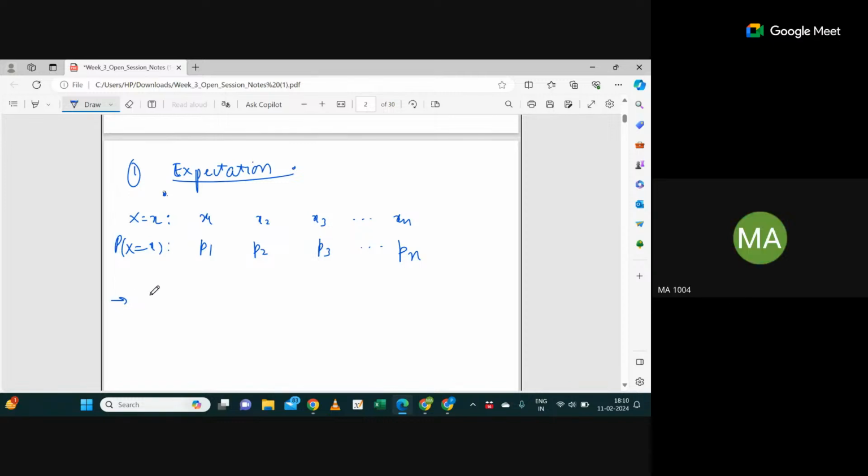Yes, sir. Correct. So in those scenarios, expectation is helpful. When you need to summarize a random variable into a single number, instead of describing the whole distribution, correct? So I need the expectation. Now, the next question is how will you find the expected value of your random variable?